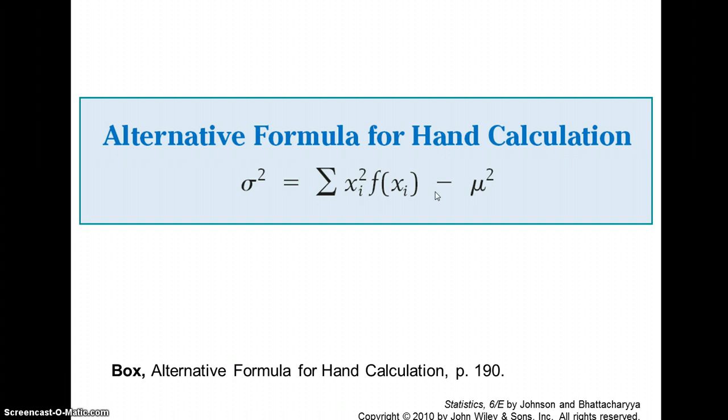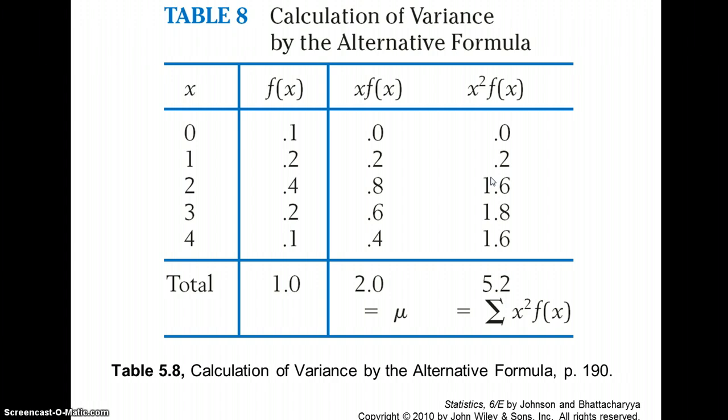Similarly, we have an alternative formula for the population variance here. Instead of doing x value subtract mu, we take the square of each x value and then multiply by its corresponding probability and add up, and minus the population mu squared. So let's look at the example again. In this case, instead of doing x times f of x, we do x squared times f of x.